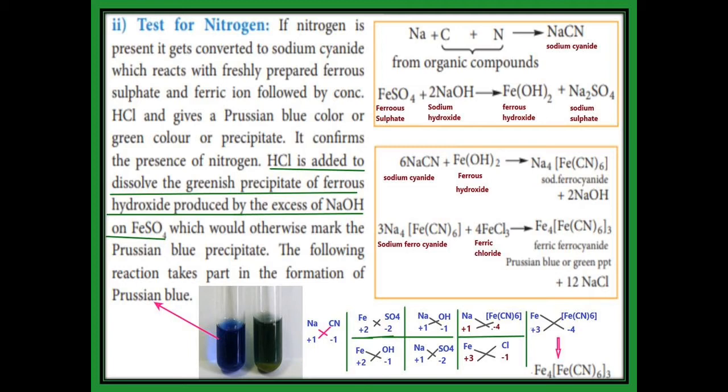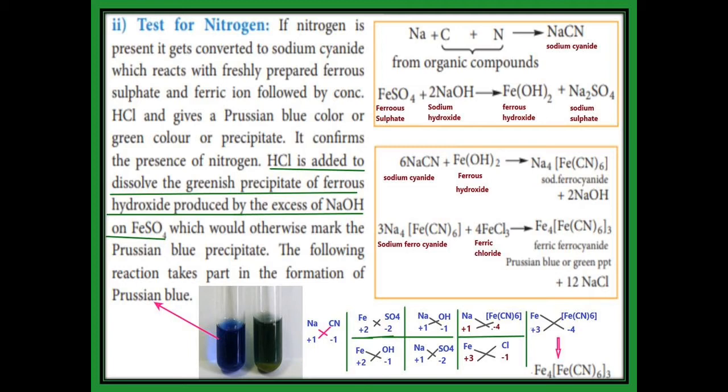Why are we getting the green precipitate? The ferrous sulfate FeSO4 reacted with the excess of sodium hydroxide that we get from the Lassaigne's extract. That sodium hydroxide reacted with the FeSO4 and produced ferrous hydroxide. The color of the ferrous hydroxide is a greenish precipitate. That greenish precipitate is dissolved by adding HCl. So we get only the Prussian blue precipitate. If we get the Prussian blue precipitate, it means the organic compound containing nitrogen along with carbon and hydrogen produces Prussian blue color.